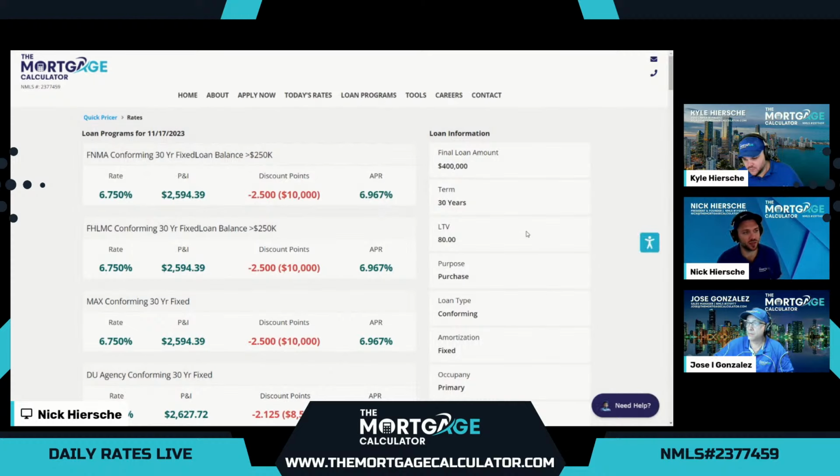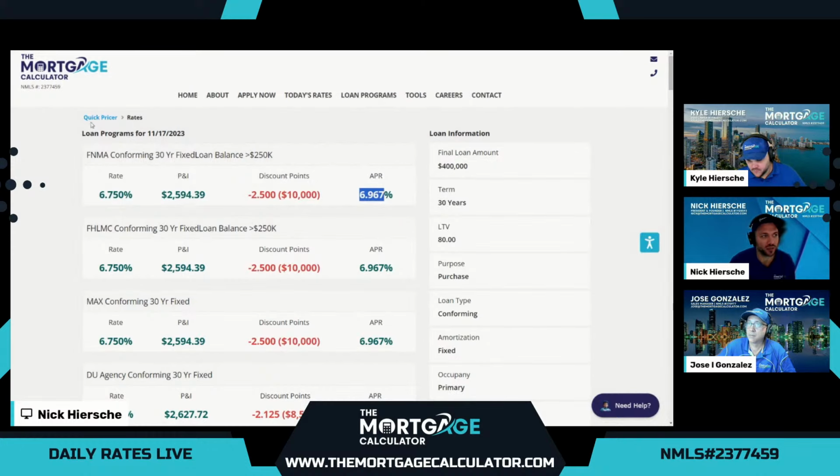It's still pretty much about the same as yesterday. Hopefully we see some more repricing today as the day goes on. 6.75 rate, 2.5 discount points and costs. APR still under 7, which is amazing. It's been much higher, over 7 for the last few weeks. So 6.967, finally the APR just below 7 here for our conventional options.